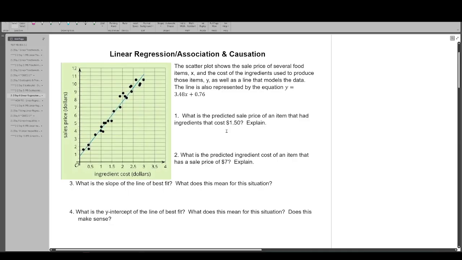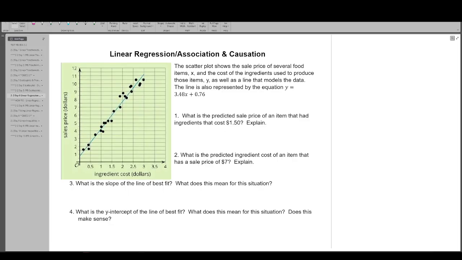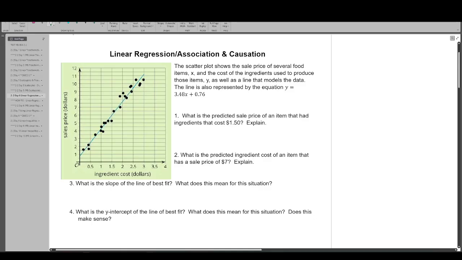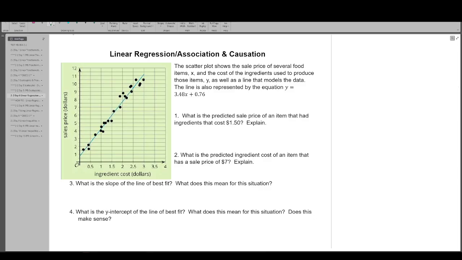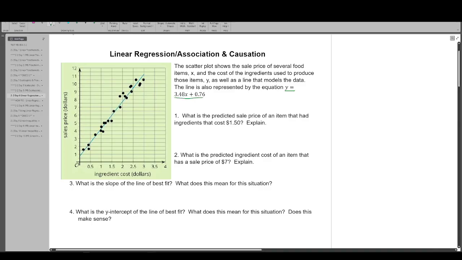So linear regression, we're going to start off by reviewing scatter plots and trend lines. We have a scatter plot here with a blue line. I'm not positive if this is a trend line or the line of best fit, but we're going to go with it and say this is the linear regression line of best fit. We're told that the equation is y equals 3.48x plus 0.76.